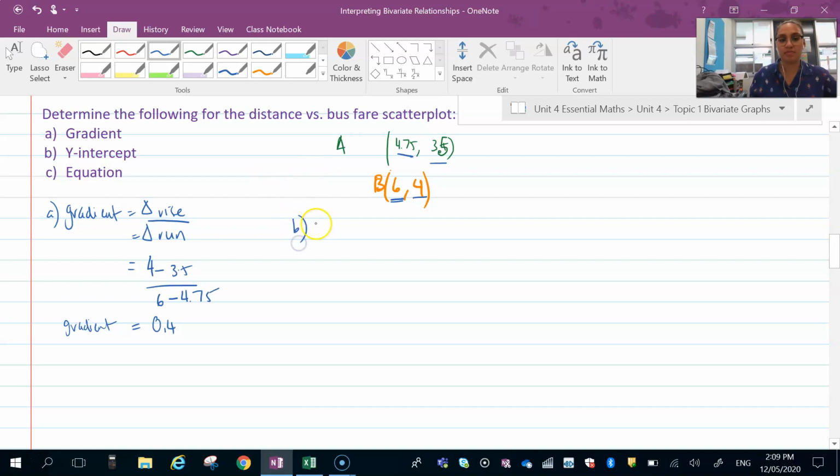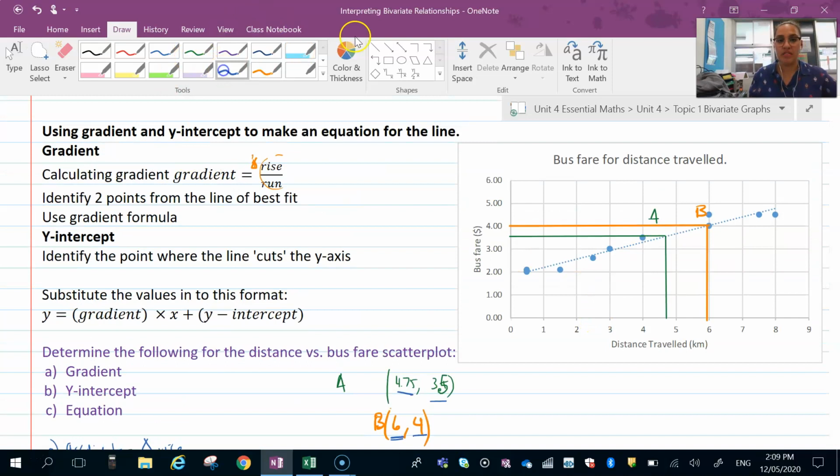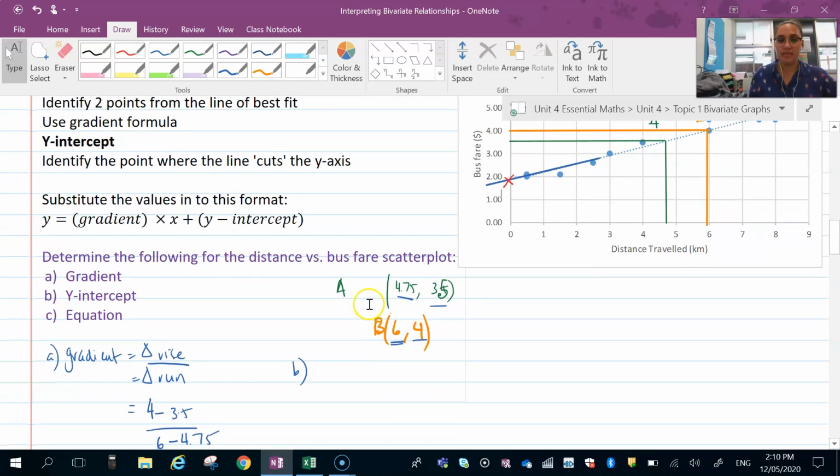For the Y-intercept, you would take your line of best fit and extend it all the way. It's about as good as I can get. Where it crosses the Y-axis, that would be your intercept. In this case, the Y-intercept is about 1.99, which is almost 2. So we'll just call it 2 for now to make it a little bit easier for us.